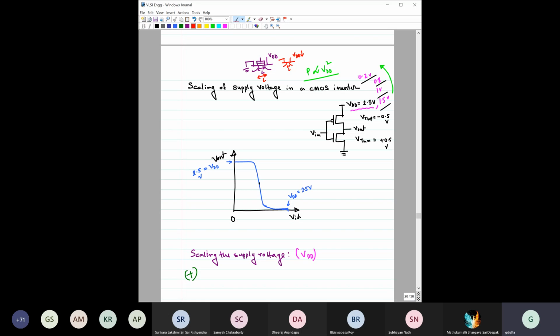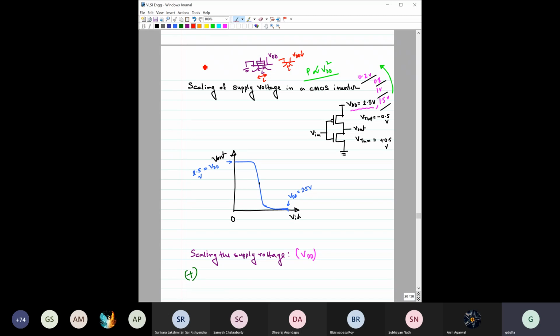But Sir, reducing L is limited by technology, right? Because we cannot reduce it after a certain extent. Right, true. Reducing the gate length does have a technology limitation beyond which we cannot go.